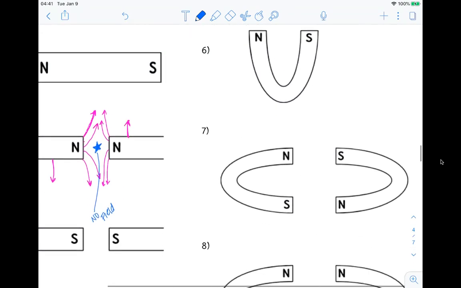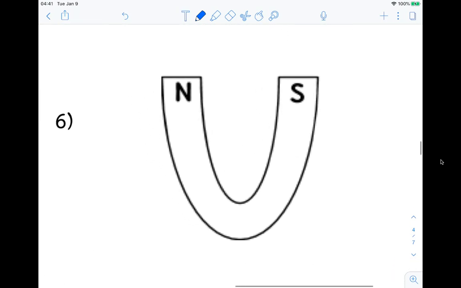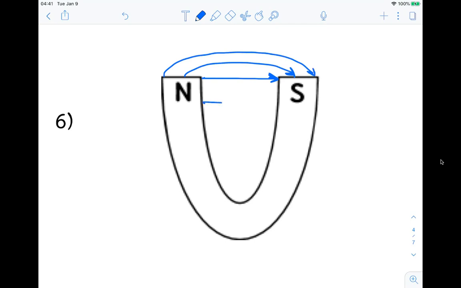Like we said, we can look at this horseshoe. This is a horseshoe magnet, and a horseshoe magnet acts in the same way, except for the fact that it's a horseshoe, not a bar magnet. So you have your magnetic field that is going to go from the north to the south, as always, and it's going to continue to move in this direction like this.